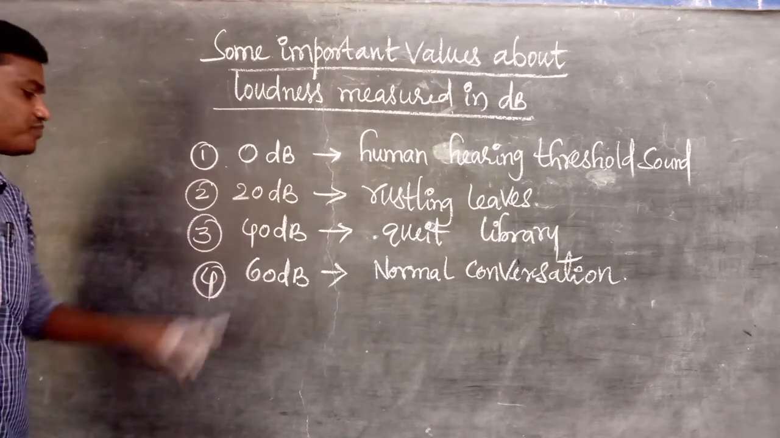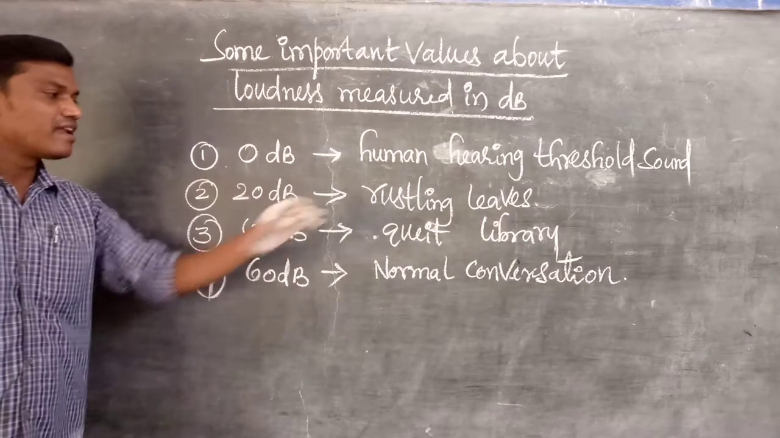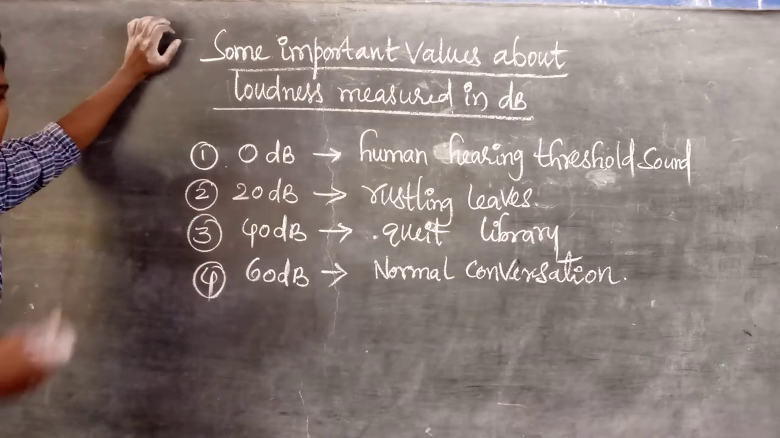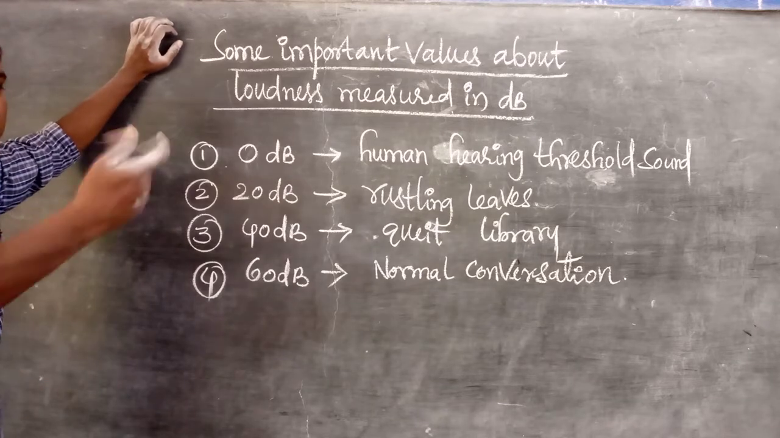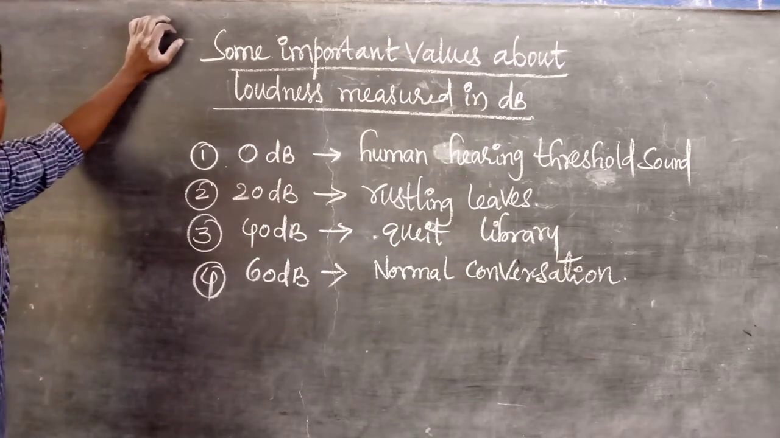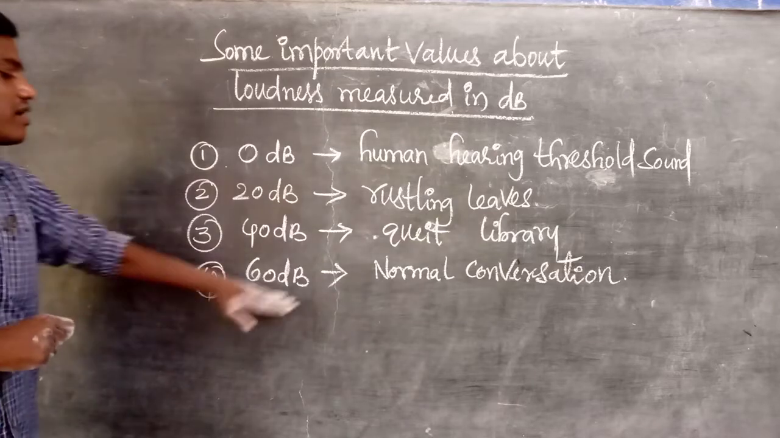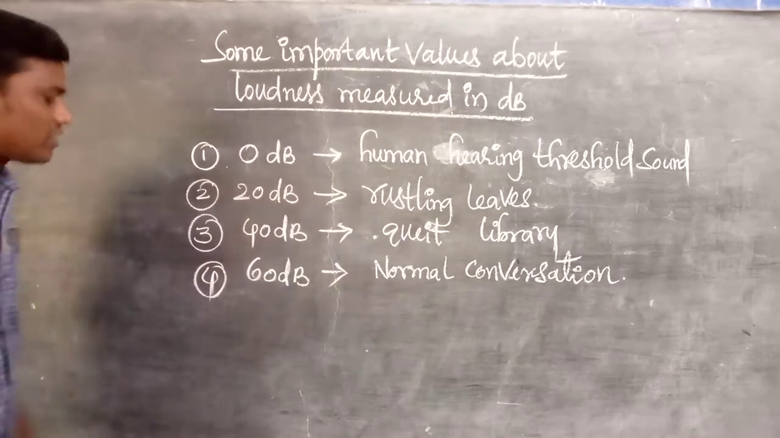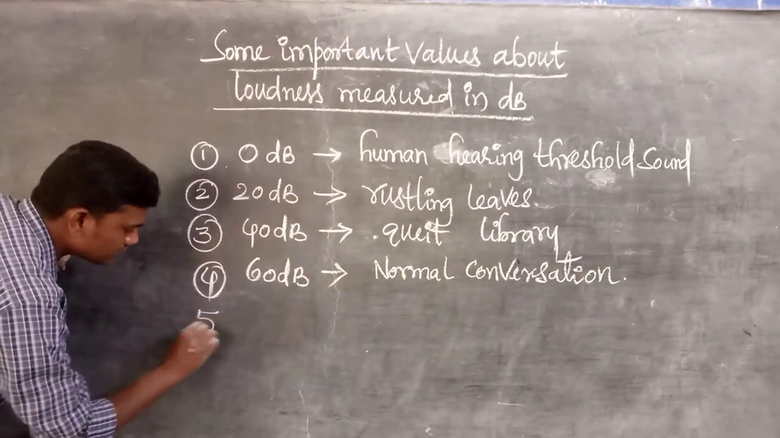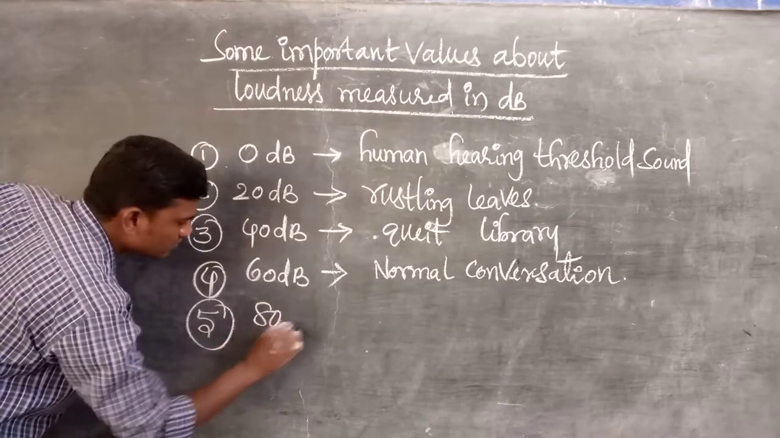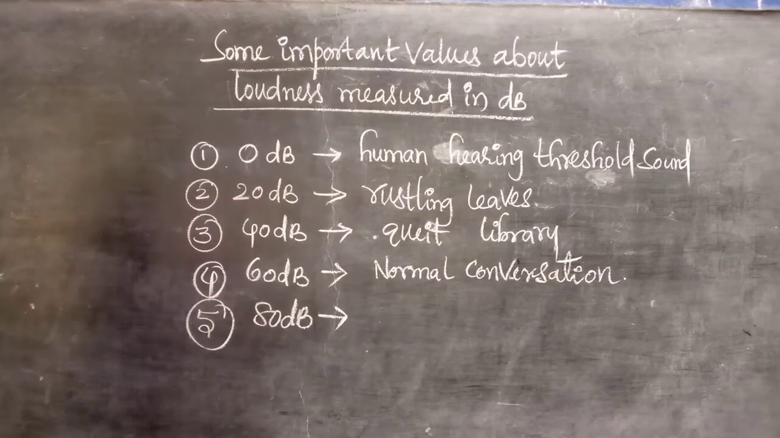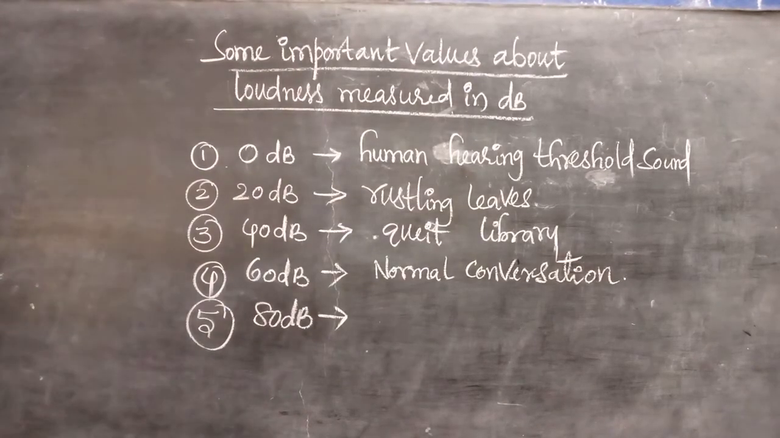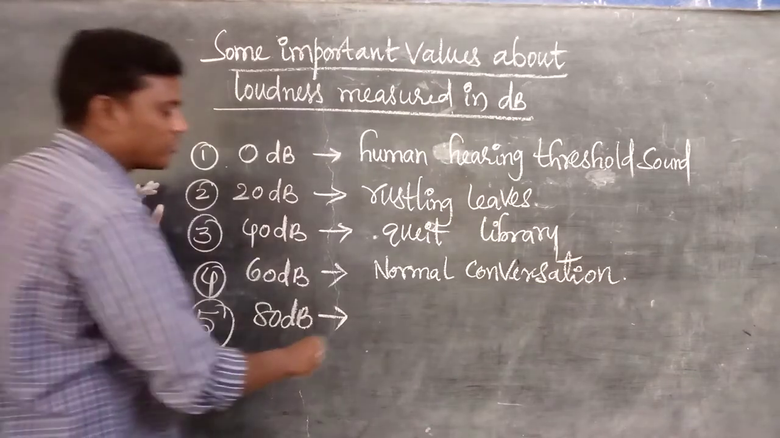40 decibels. 60 decibels is normal conversation, meaning when one person is talking with another during their conversation. How many decibels? Generally 50 to 60, but on average 60 decibels of sound. Next, 80 decibels is the sound produced in traffic.